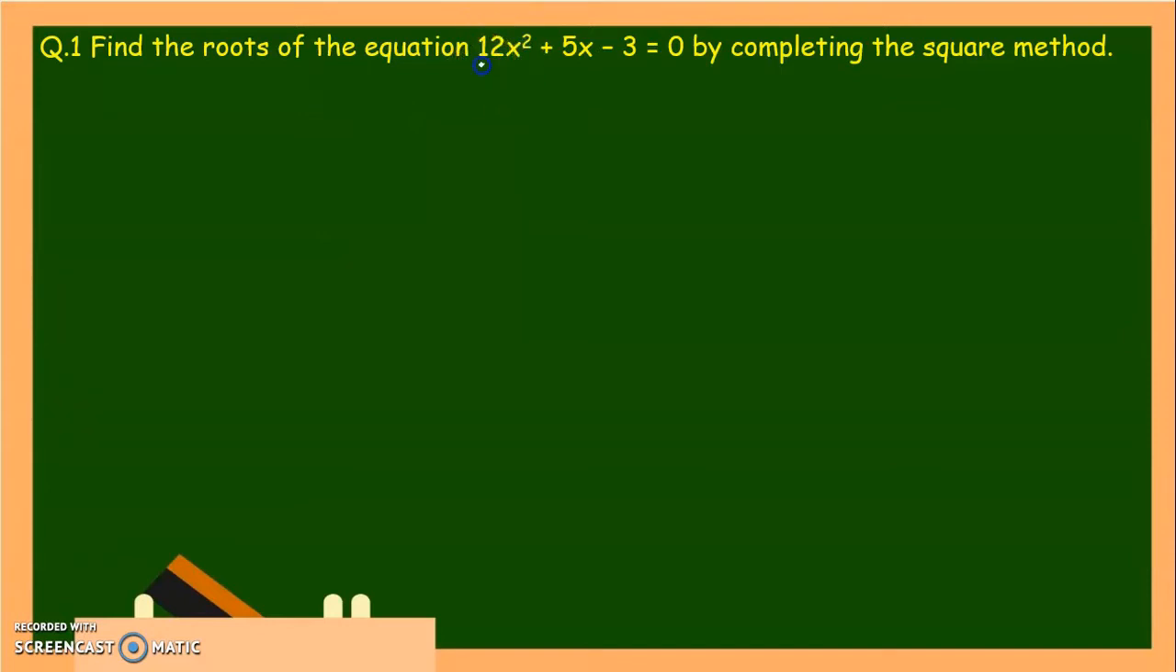See the question here: find the roots of the equation. Here the equation given is 12x² + 5x - 3 = 0. We have to solve this equation by the completing the square method. So let's see the 5 simple steps.